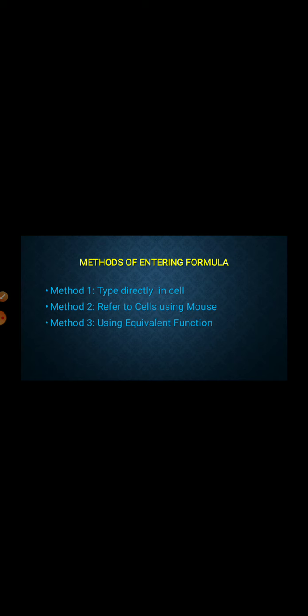Methods of entering formula. There are three types of entering formula. One is to type directly in the cell, another is to refer to cells using the mouse, and the third is using the equivalent function. In the first method we can directly enter the formulas in the cell. In the second method we can copy the formula from another cell. In the first cell we enter the formula, and the same formula will be copied to the remaining cells. In the third method we use the functions. We need not enter the formulas directly, we can use the equivalent functions.